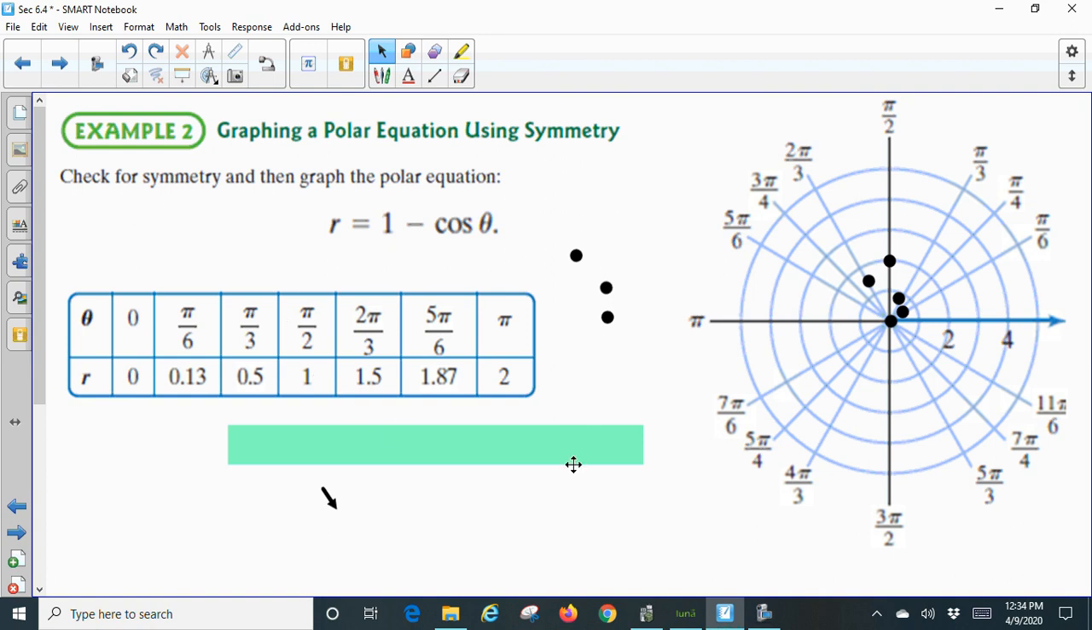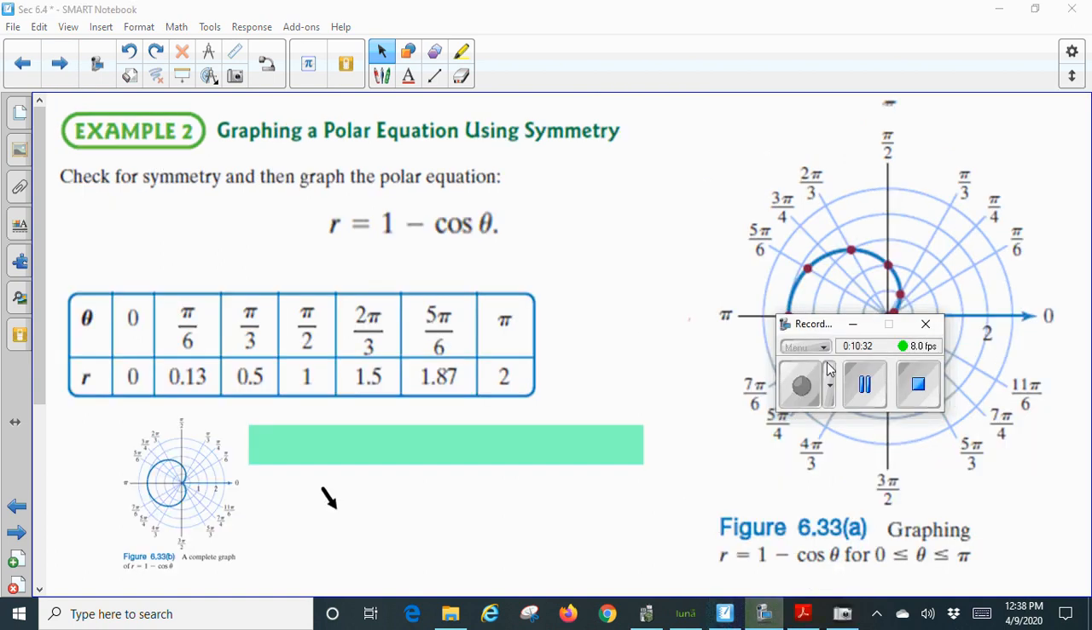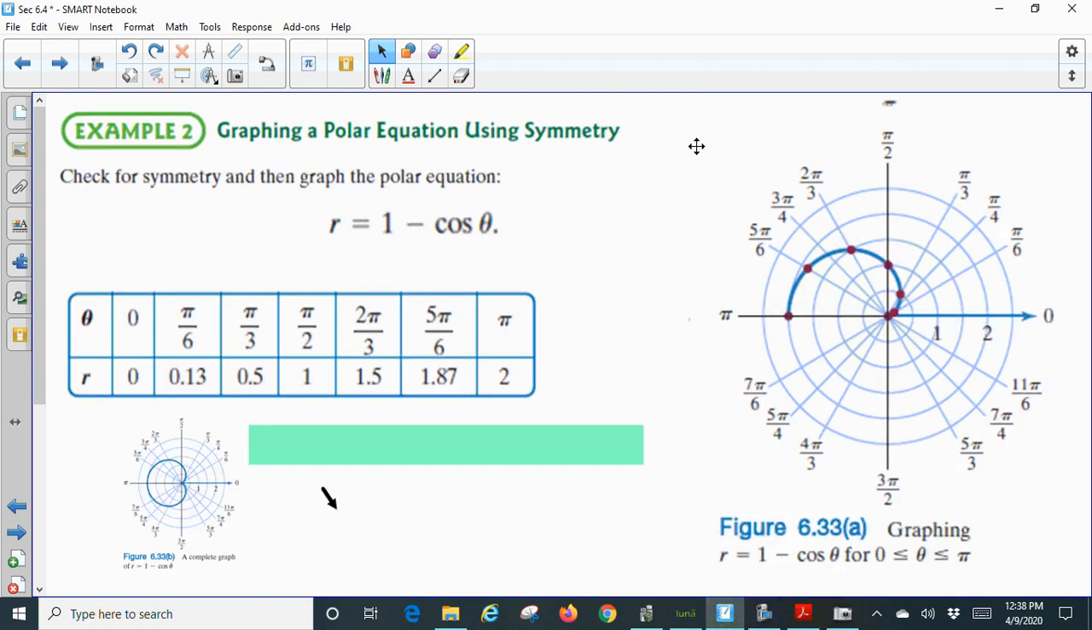And I won't finish plotting all the points because the graph really isn't big enough to fit on the screen. If I had the smart board at school, I could get a much bigger graph. All right, back to the lesson.